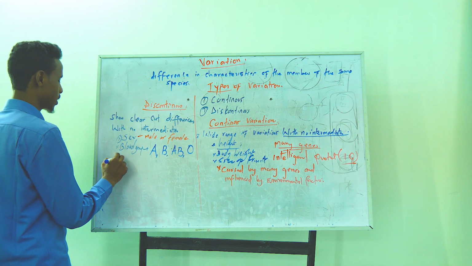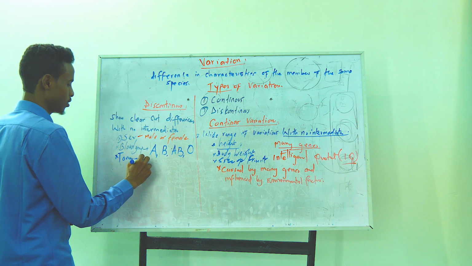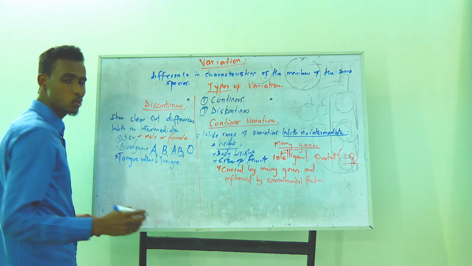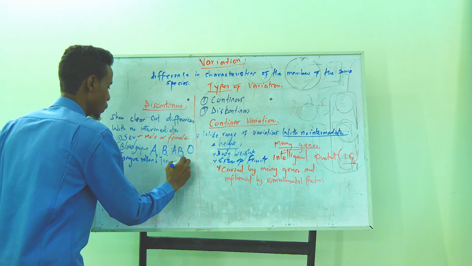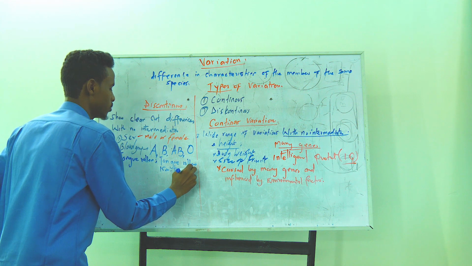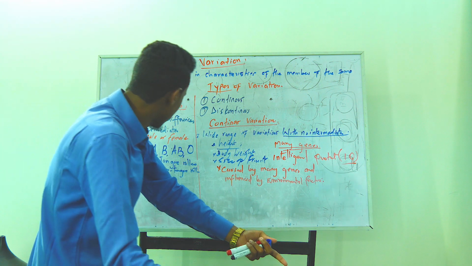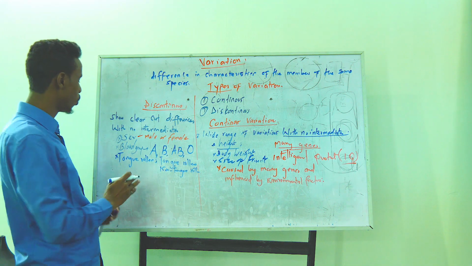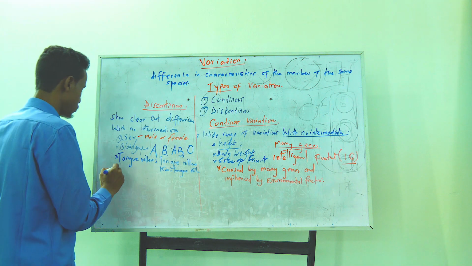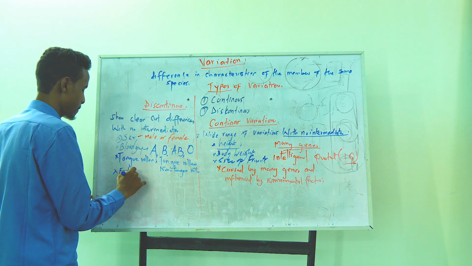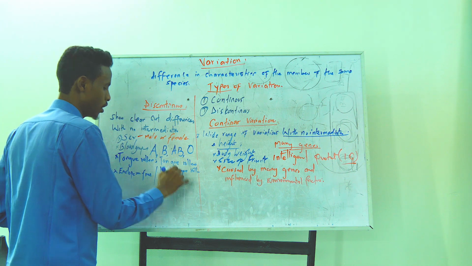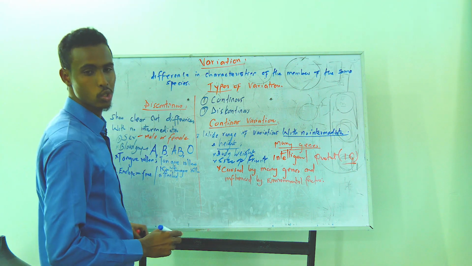We also have tongue rollers. An organism can be a tongue roller, those who can turn their tongue into a U shape, or a non-tongue roller. An organism can either roll its tongue or cannot roll its tongue, and therefore we say tongue rollers. The earlobe is also another aspect. The earlobe can either be free or attached. It is also another example of discontinuous variation.